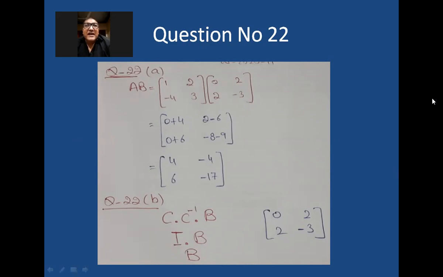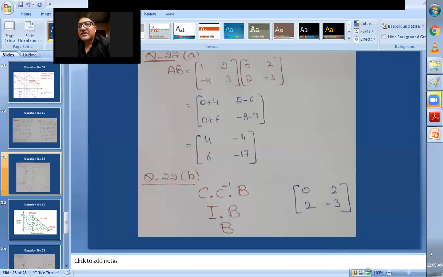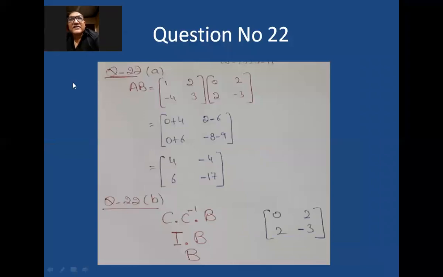When you multiply C with C inverse, try to understand this. If you multiply C with C inverse, the answer will be the identity matrix: 1, 0, 0, 1. Then the identity matrix will multiply with B, so the answer should be B.